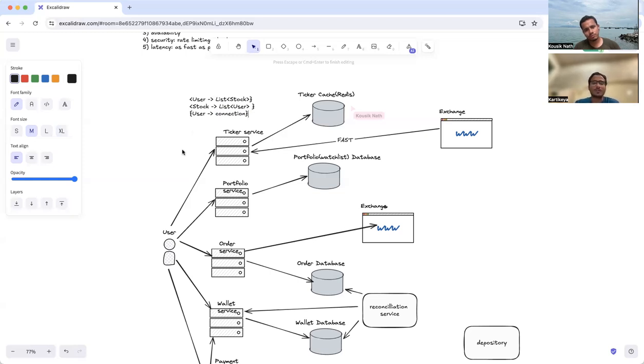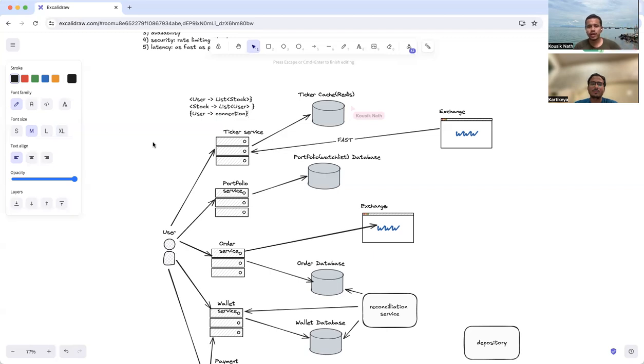Now a single server of the ticker service has mainly two problems. One is that this whole data is in the ticker service's RAM. Let's keep it simple. The ticker cache that we have, which essentially just stores symbol to current value, can actually also store user to list of stocks and stock to list of users. That will definitely be a separate data structure.